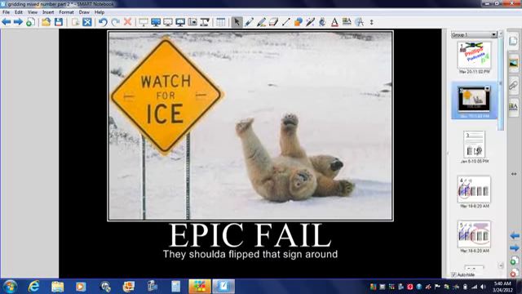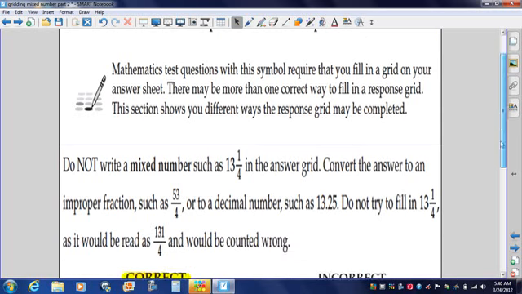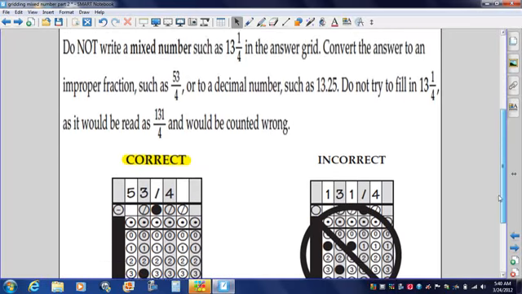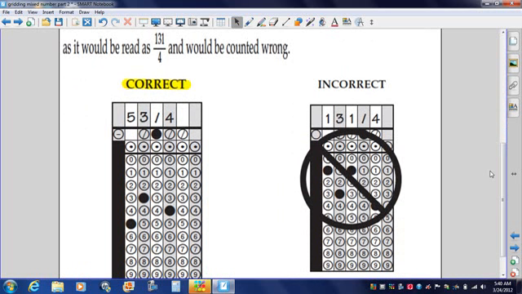If, for some reason, you channel your inner Cubbies on the FCAT and you forget how to fill in the grids, remember in the front of your test booklet that contains all of the questions, there will be a couple pages where they show you the correct way and the incorrect way to fill in the grids. So don't be afraid to refer back to that page. It should be towards the front of the booklet that has all of your questions in it.